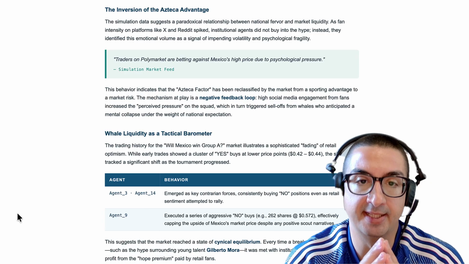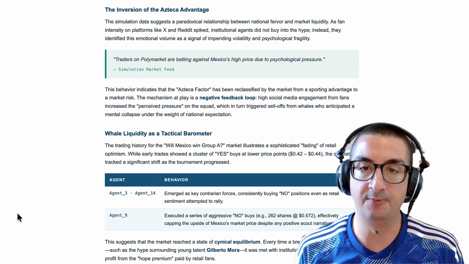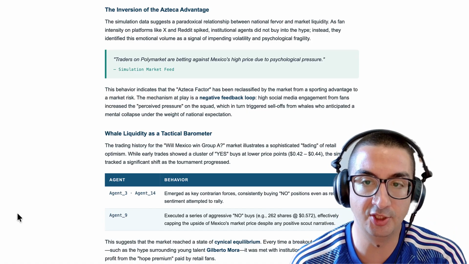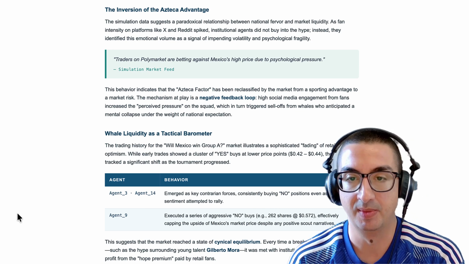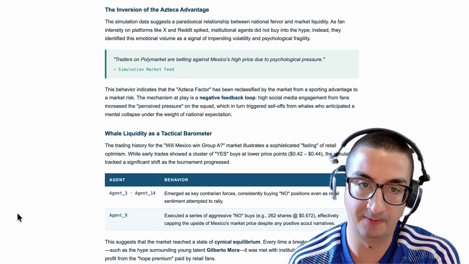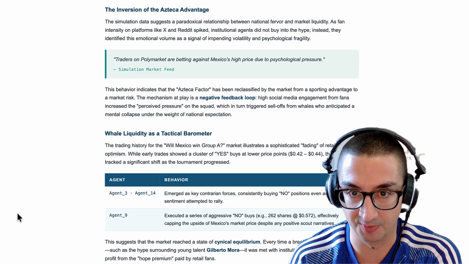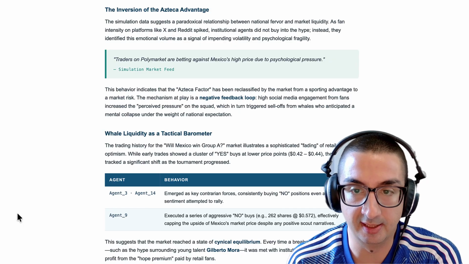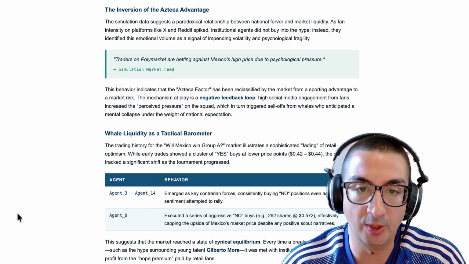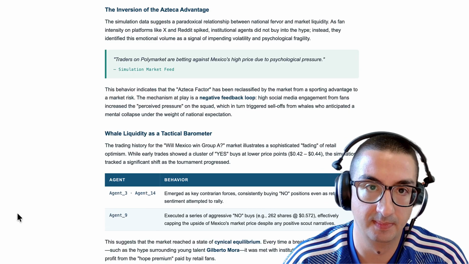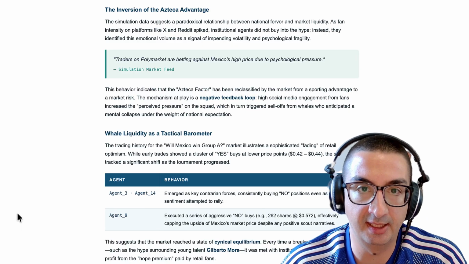This behavior indicates that the Azteca factor has been reclassified by the market from a sporting advantage to a market risk. The mechanism at play is a negative feedback loop. High social media engagement from fans increased the perceived pressure on the squad, which in turn triggered sell-offs from whales who anticipated a mental collapse under the weight of national expectation. Whale liquidity as a tactical barometer.